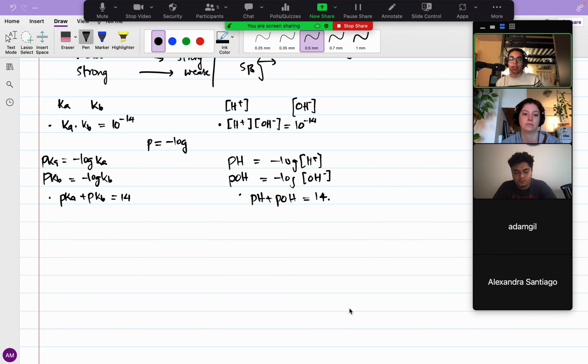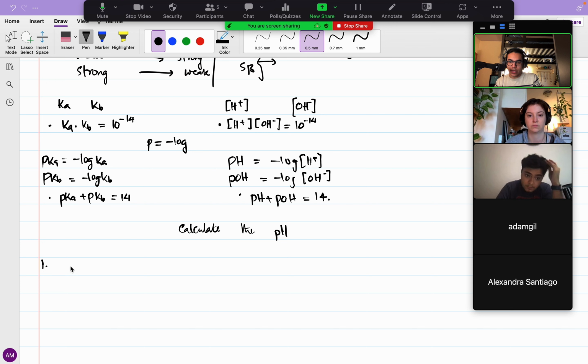Okay. Now, the rest of the chapter is just going to be calculate the pH in this case, this case, this case, this case. And here's the organization of the chapter. First, calculate the pH. We'll start with looking at strong acids or strong bases separately. Calculate the pH of a strong acid, calculate the pH of a strong base. Done. That's the simplest case. Then we'll graduate to weak acids, weak bases. So either weak acid or weak base.